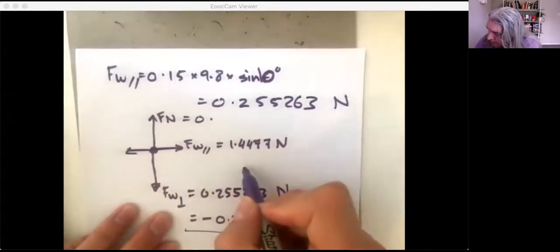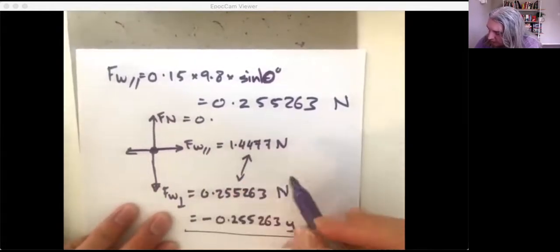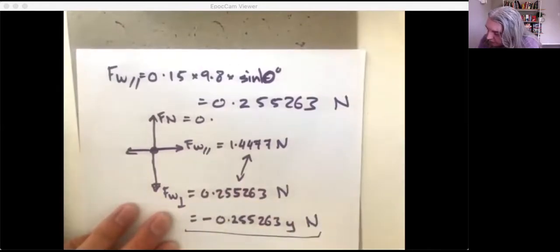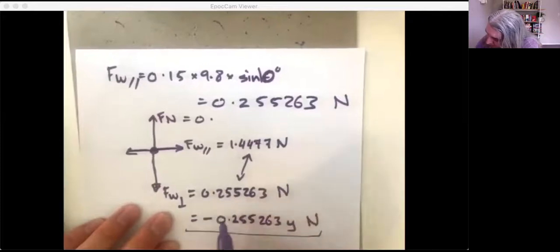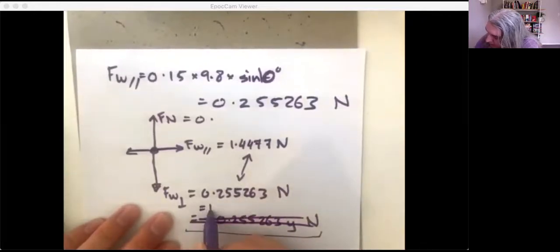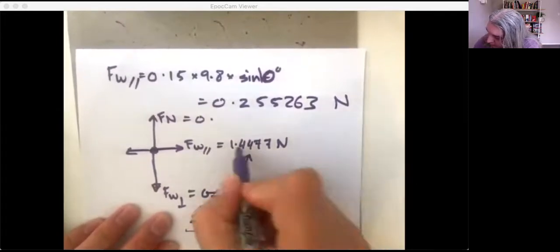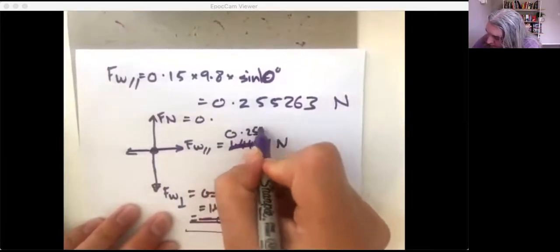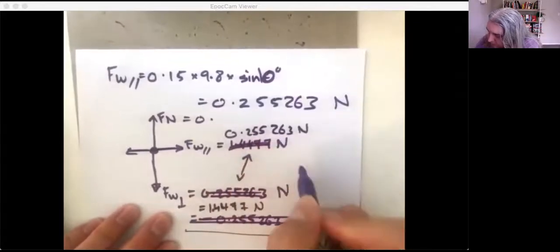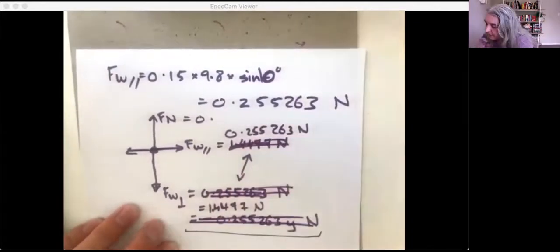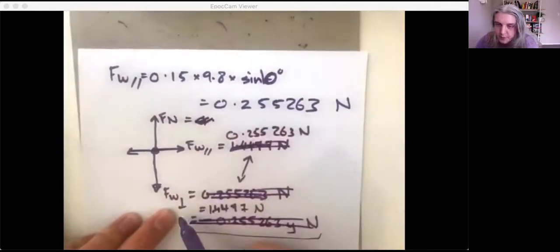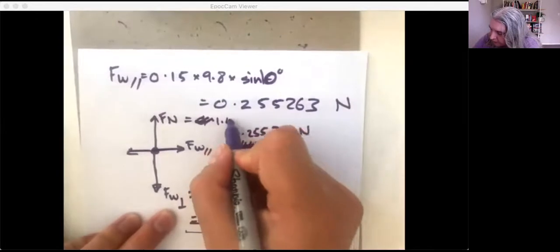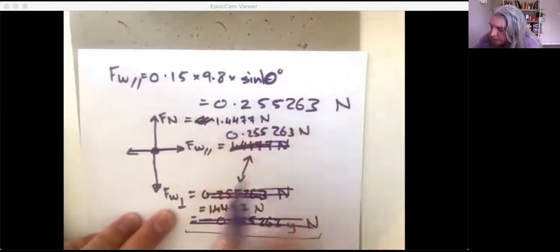I've done those the wrong way around, I just realized. Those are back to front. I haven't rehearsed this enough, so there we go. Real mistakes, just like you'll do in the real world as well. So that's 1.4477 newtons, and that is 0.255263 newtons. Okay, so there is our new free body diagram, and we know that this is going to be equal and opposite to the perpendicular weight force, and that's going to be 1.4477 newtons.